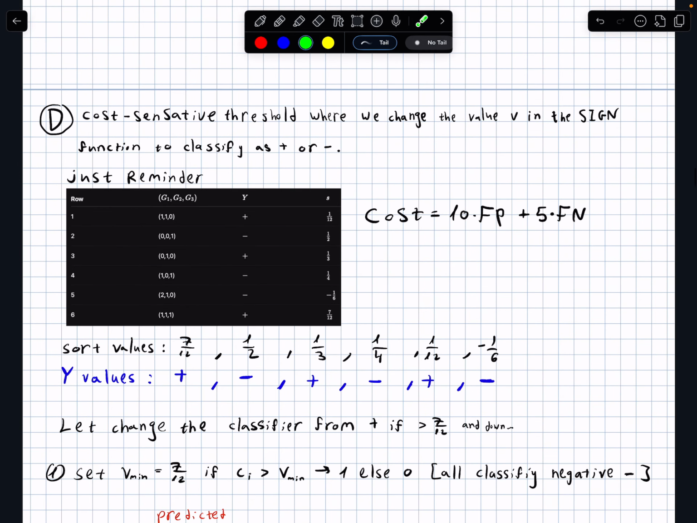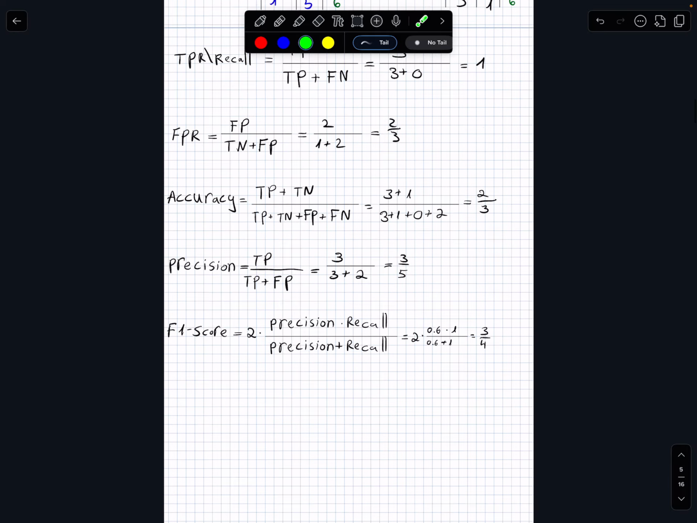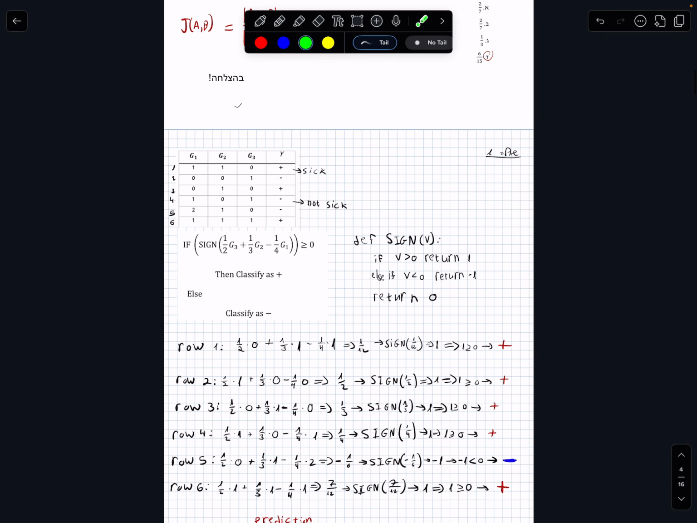Hey guys, so we have this question. What we want to do is to calculate which cutoff point will get us the minimum cost. Just a reminder, the question we had was as follows. We had this data and we have this function.